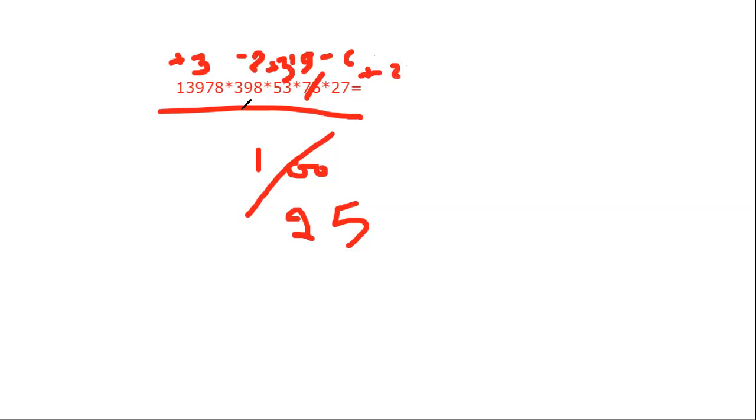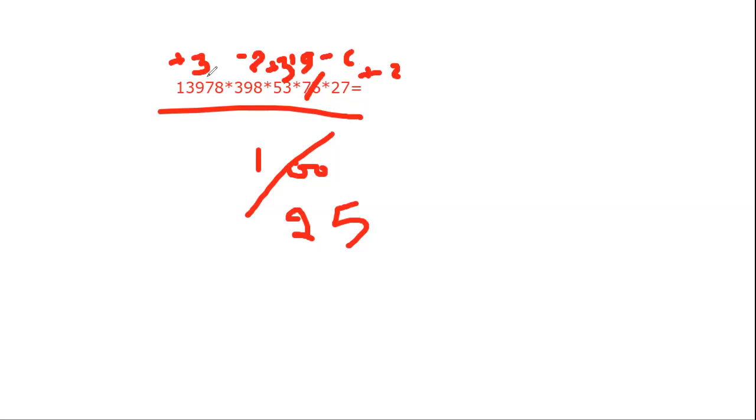Now see, it's 3. 3 multiplied by minus 2 is minus 6. Minus 6 multiplied by 3 is minus 18. Minus 18 into plus 6 is 108. So I think it's 108.